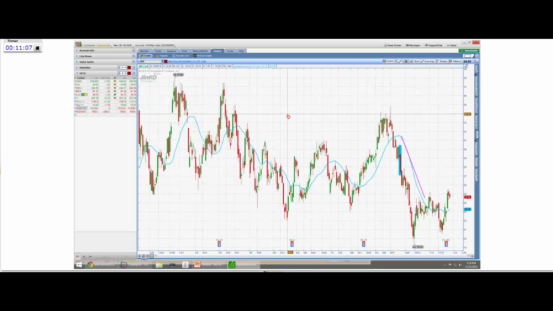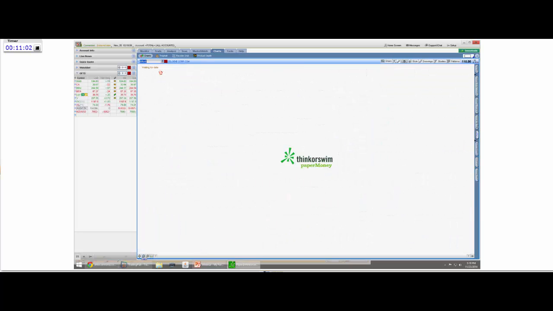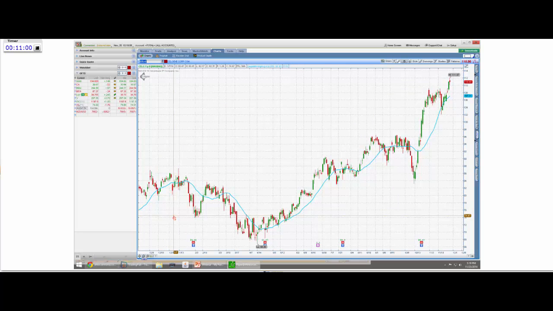It works really, really well. Marlon's asking about Celgene. Celgene, one of my favorites to trade, actually. I know we've had this on our watch list for quite some time. Yeah, no, it's fantastic.